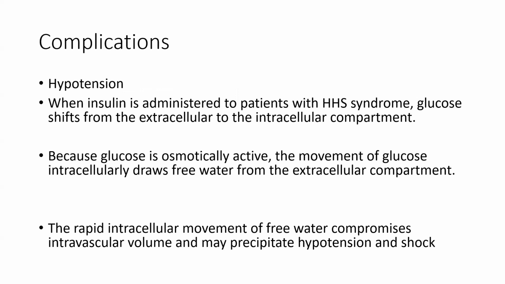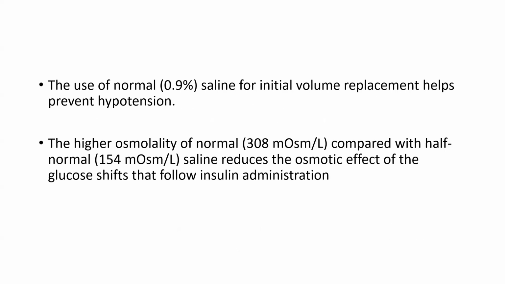Now, regarding complications, the first is hypotension. When insulin is administered to a patient with HHS, glucose shifts from the extracellular to the intracellular compartment. Because glucose is osmotically active, the movement of glucose intracellularly draws free water from the extracellular compartment. The rapid intracellular movement of free water compromises the extracellular volume and may precipitate hypotension and shock. The use of normal, that is 0.9% saline, for initial volume replacement helps to prevent hypotension.